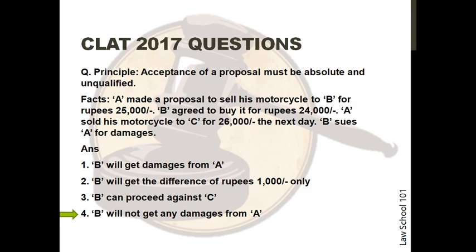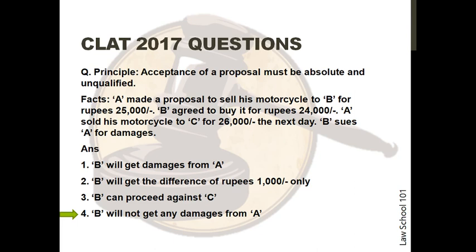A's offer is of 25,000, which is not accepted by B. Instead, B makes a counter offer of 24,000, which has not been accepted by A. Hence, there exists no contract between A and B. Therefore, A is free to sell his motorcycle because he is not bound to B.